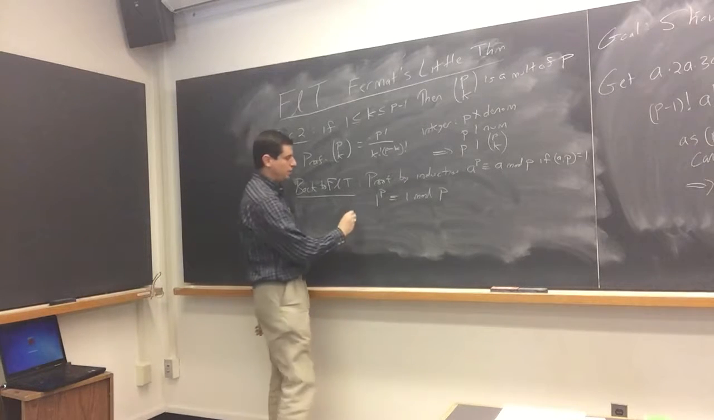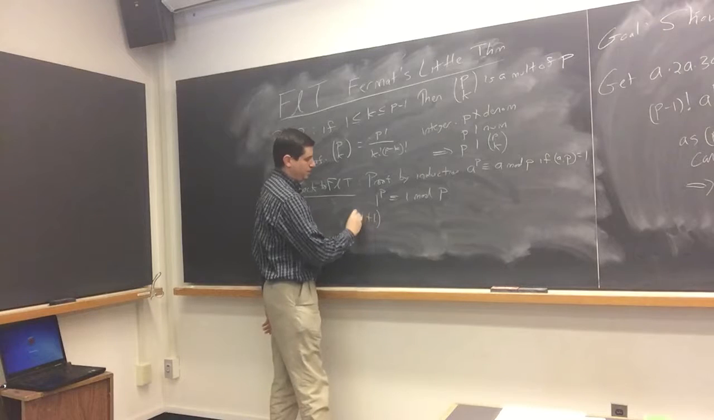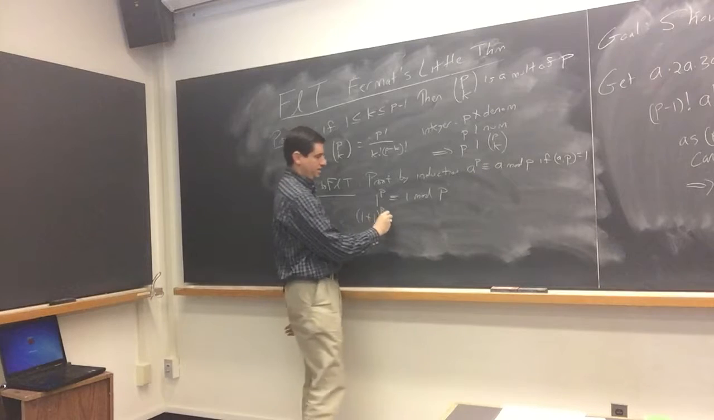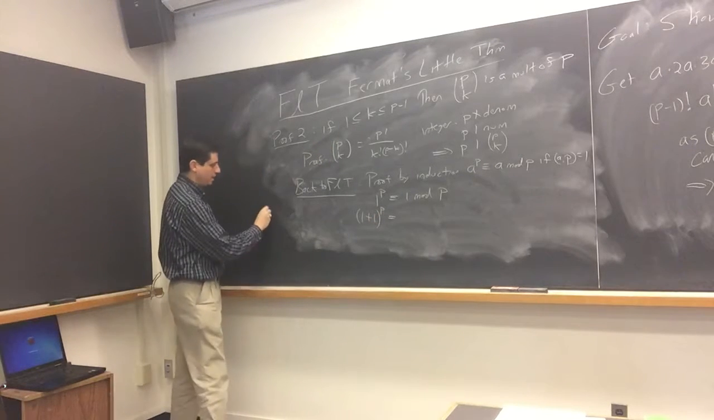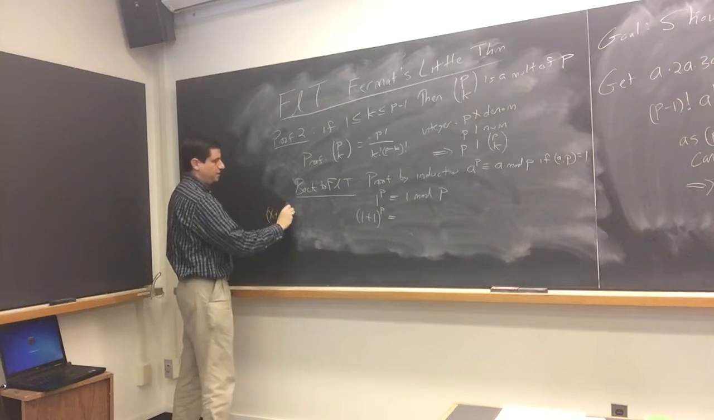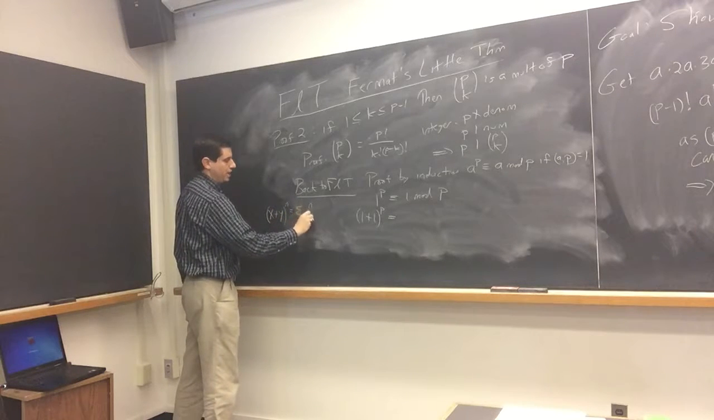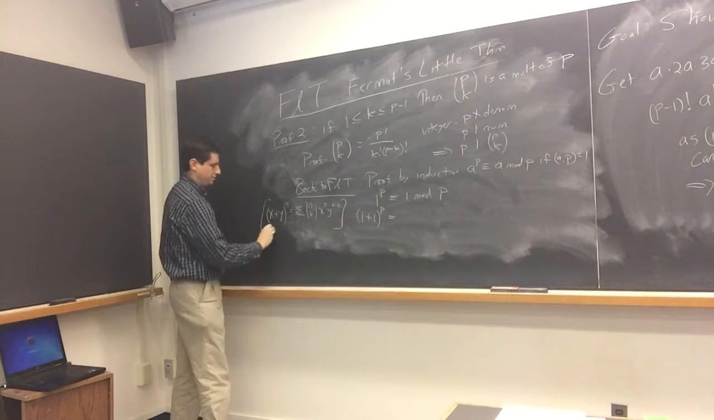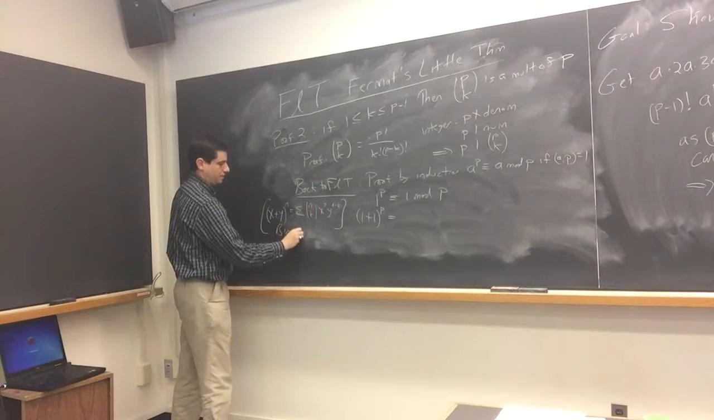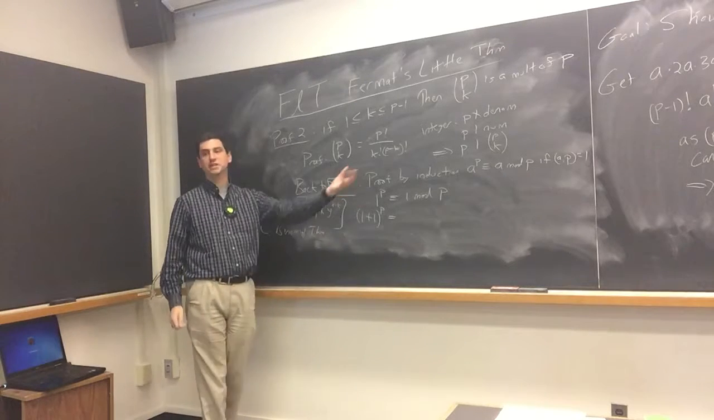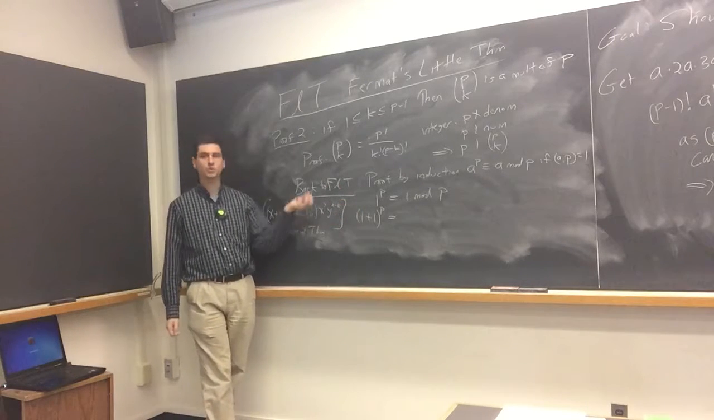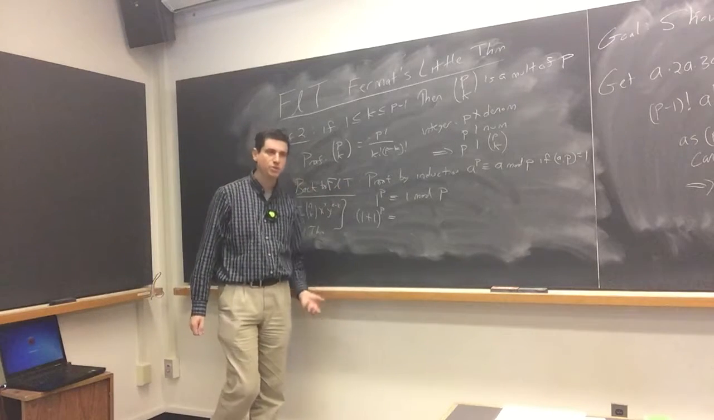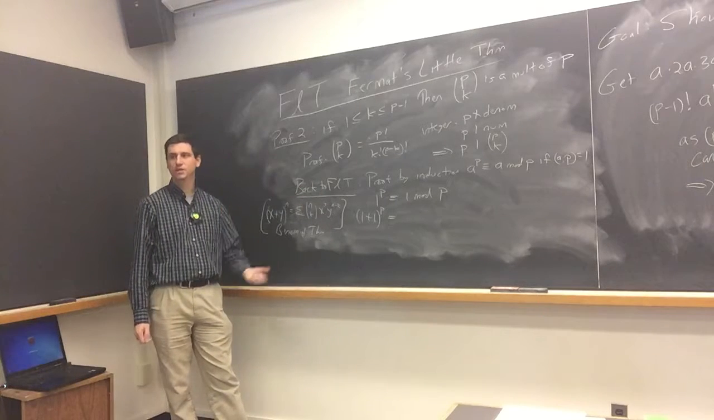Alright, so now let's look at 1 plus 1 to the p. By the binomial theorem, I can expand this out. So remember, x plus y to the n is the sum of n choose k, x to the k, y to the n minus k. This is the binomial theorem. I just expand things out. If p was 2, it would be x squared plus 2xy plus y squared. If p was 3, it would be x cubed plus 3x squared y plus 3xy squared plus y cubed.